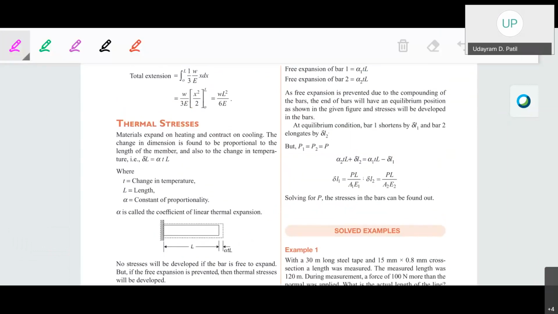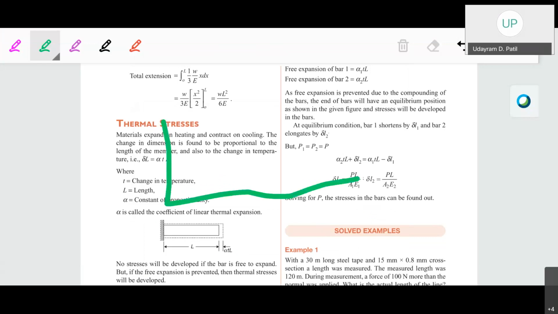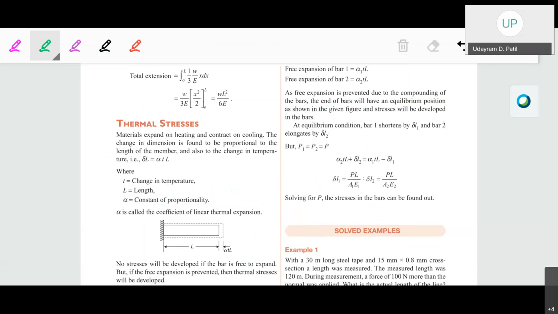Next is your thermal stresses. This is for the particular members when the external load is applied to that member. As we know, the material is going to expand due to its property when we are heating it. Suppose you have a bar of steel. If we are heating that particular member, in that case it is going to expand, whereas if we are cooling that metal, in that case it is going to contract.